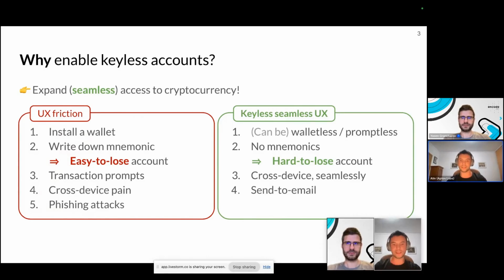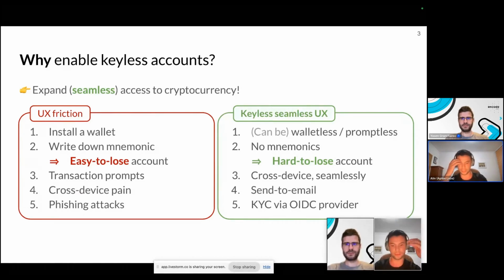And there's also other goodies. As I'm about to show you soon, a keyless blockchain account has an address like any blockchain account, and that address is derived from your email address, for example. And so now we have this opportunity of potentially sending payments to email addresses rather than clunky 32-byte addresses, which can be mistyped.